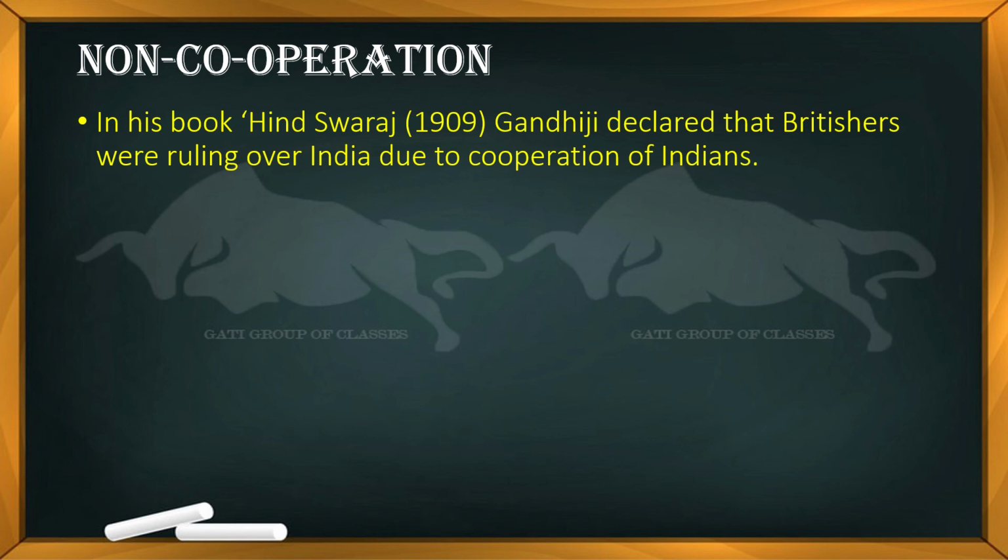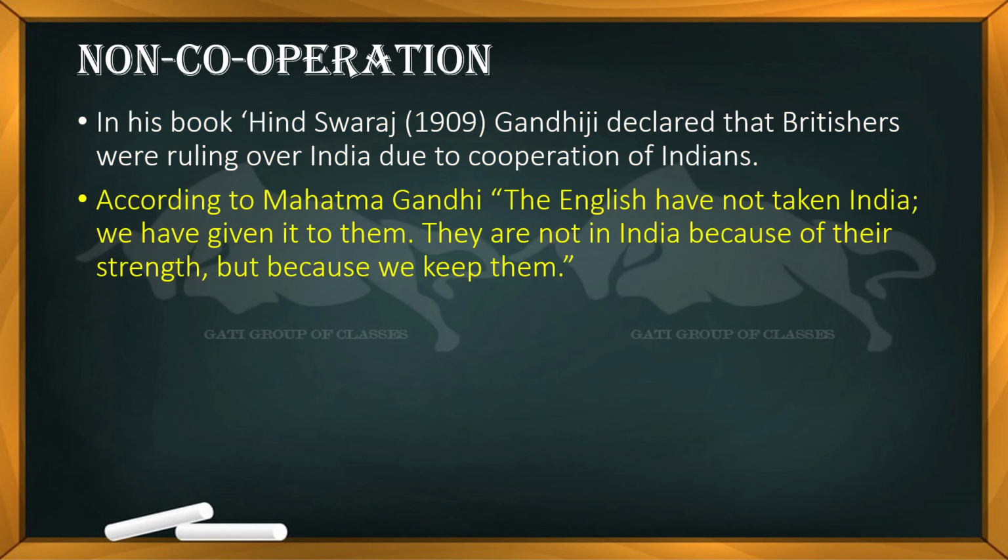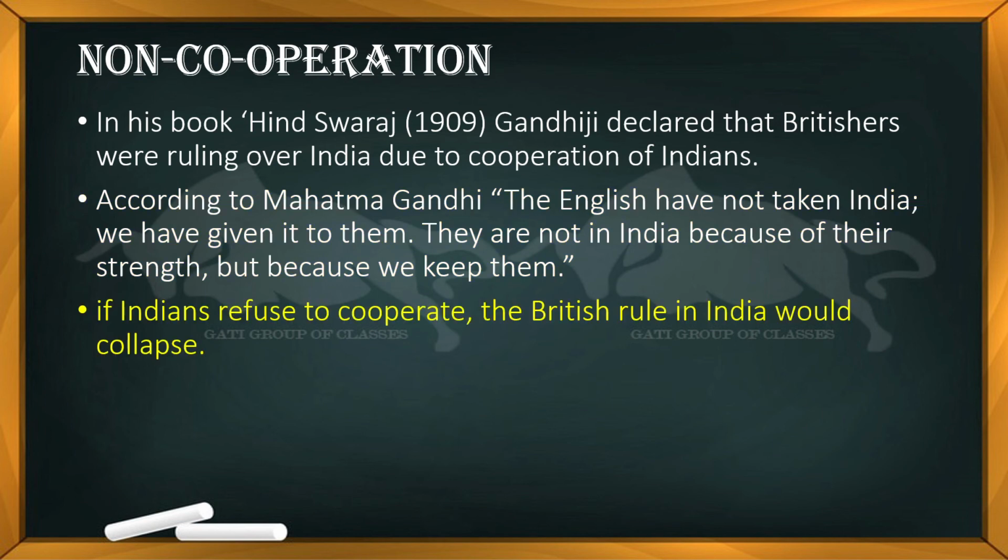declared that if Britishers are ruling over India, that is just because of Indians. They didn't snatch our empire from us. We gave it to them as a gift because of their strength, and we keep them. If Indians refuse to cooperate, then Britishers will not rule in India. Their rule will collapse on the same day.